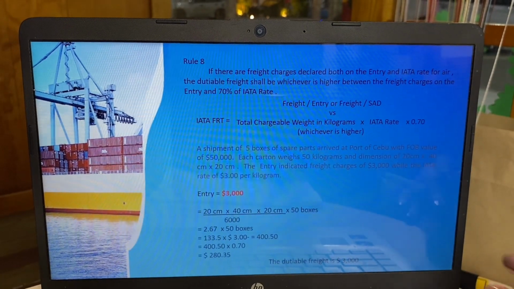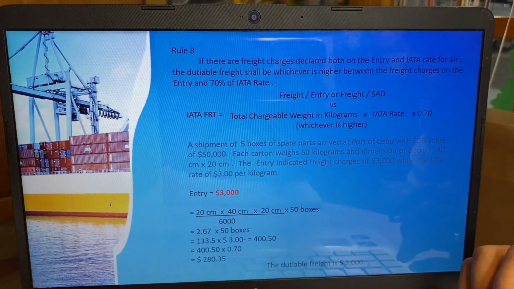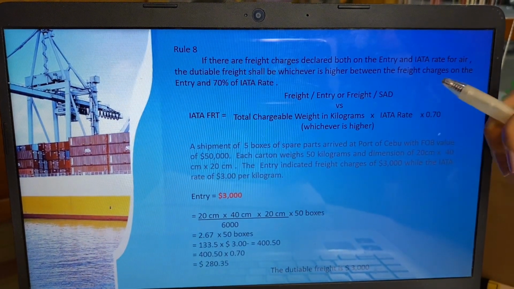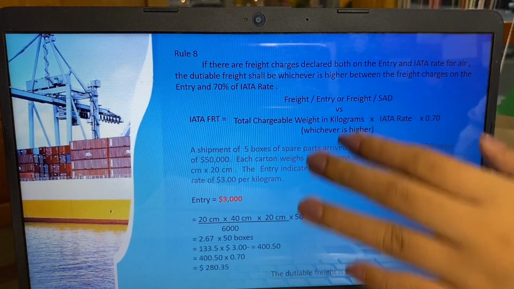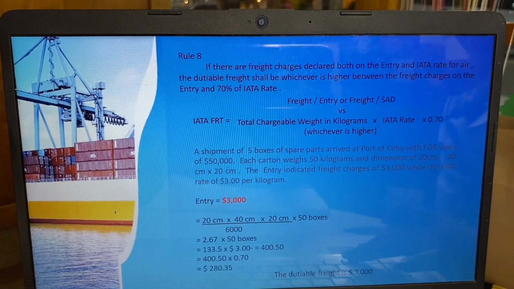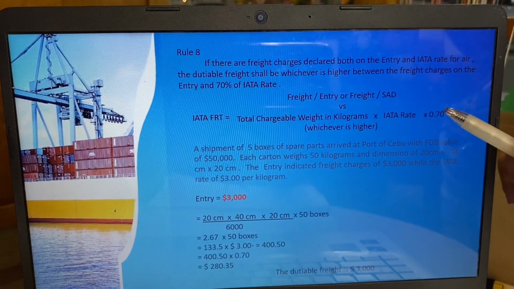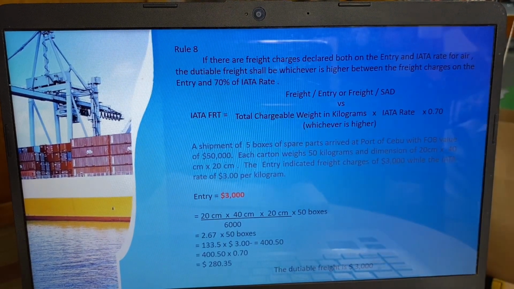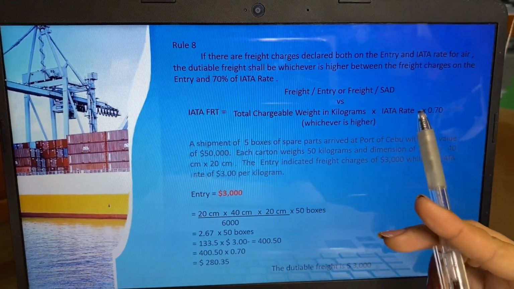So rule number 8. If there are freight charges declared both on the entry and the IATA rate for air, the dutiable freight shall be whichever is higher between the freight charges on the entry and 70% of the IATA rate. So here, we need to compare again. The difference from the previous year's rules is that there is now a 0.70 factor. So it's the freight on the entry versus the total chargeable weight in kilograms times the IATA rate times 0.70.